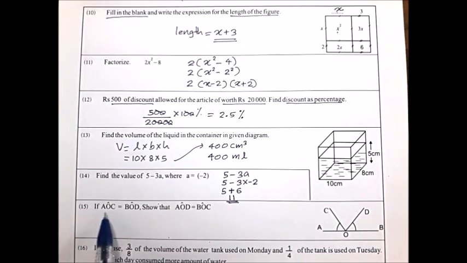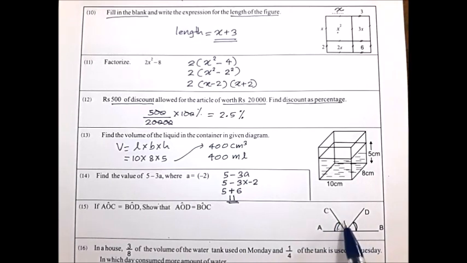15th one. Angle AOC equals angle BOD. These two are equal. Show that AOD equals BOC. To obtain AOD, you have to add COD to AOC. And to obtain BOC, add COD to BOD. So add this middle angle COD to both sides of this equation.